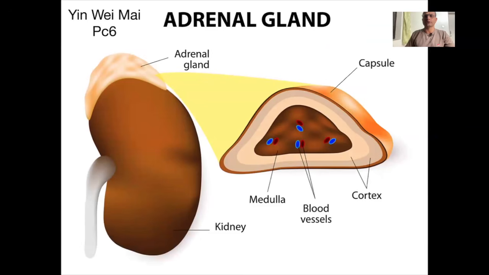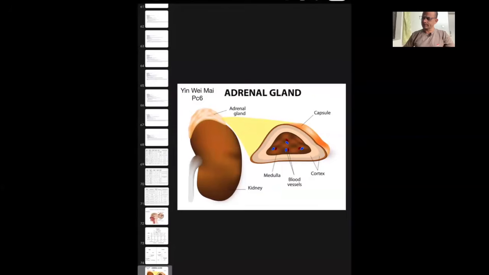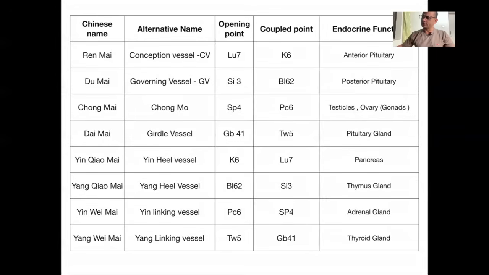हमारी अगली जो endocrine glands है, उसका नाम adrenal glands है, and adrenal gland is having connection with, as per this chart we can see, the adrenal gland is having connection with Yin Wei Mai. Wei means connection, linking, or the yin linking vessel.